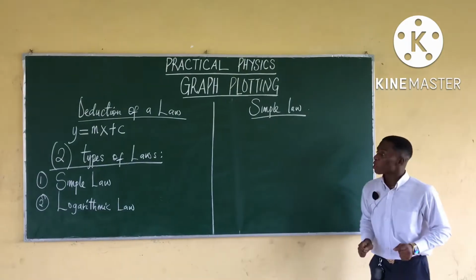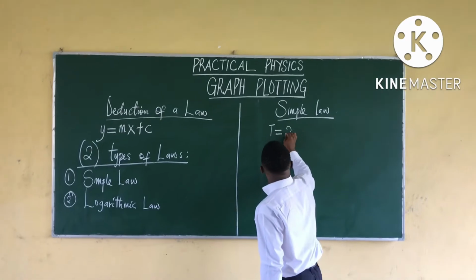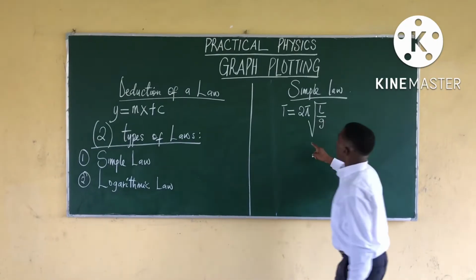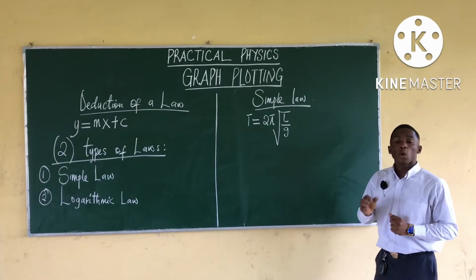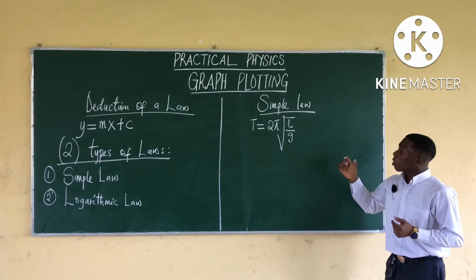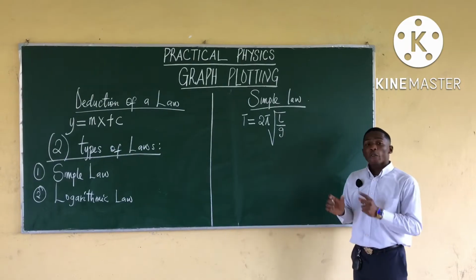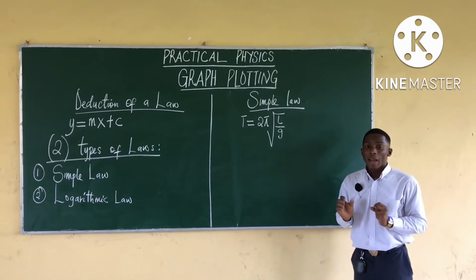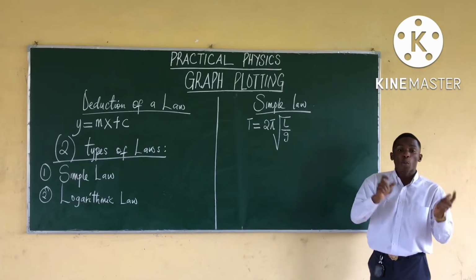An example of a simple law is T is equal to 2 pi square root of L over G. When we look at a simple law, we are looking at a simple relationship between x and y. Deduction of a law is based on what you are asked to plot in a graph.